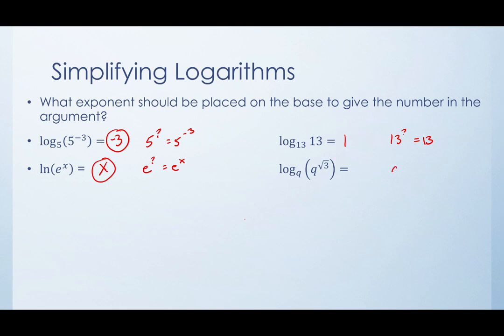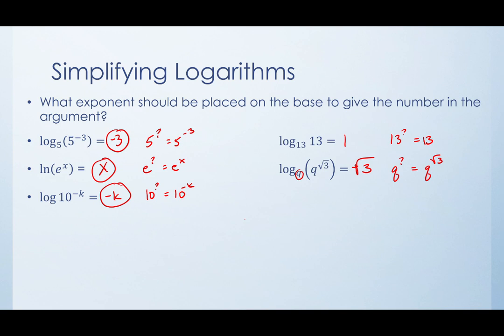That's crazy looking, right? So we're saying q to the what equals q to the root 3. And we can tell right away that we're looking at square root of 3. So these are mostly review, right? One last one, log base 10 of 10 to the negative k. We're saying 10 to the what equals 10 to the negative k. And of course, we're going to get negative k out of that.